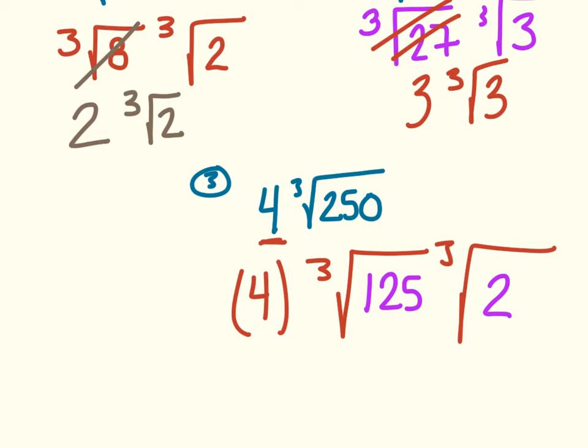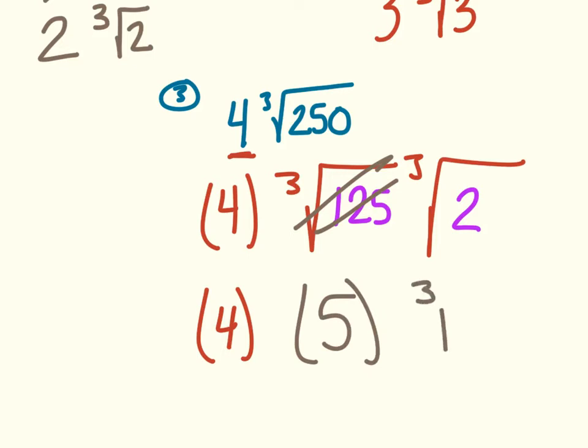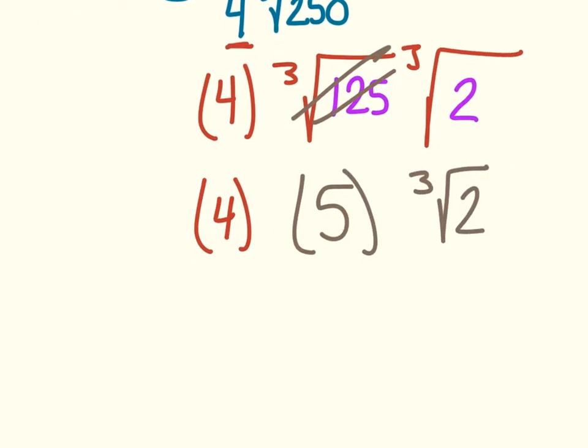All right, now again, just ask yourself, which of these do I know? Well, the cubed one, bring that 4 down, and the cubed root of 125, what three numbers multiply to 125? Well, that's just 5, and I leave my cubed root of 2. And then, since these are next to each other, we're multiplying, so I'm going 20 cubed root of 2.